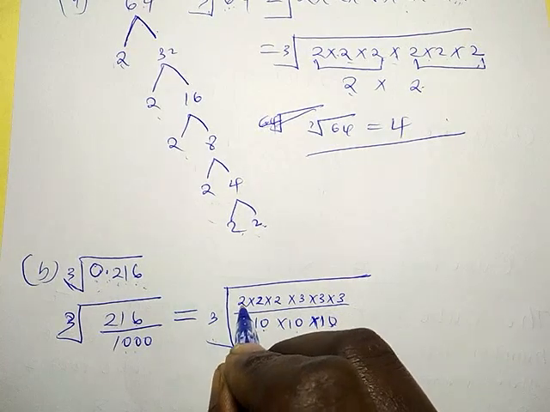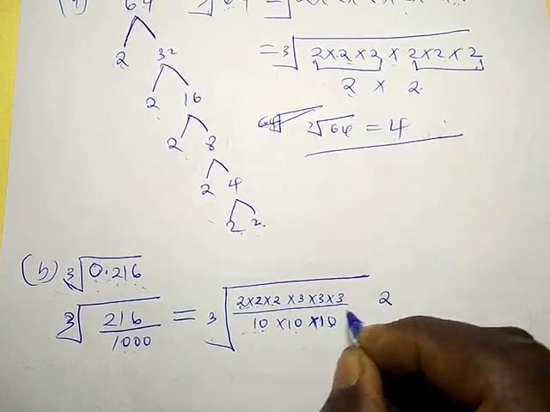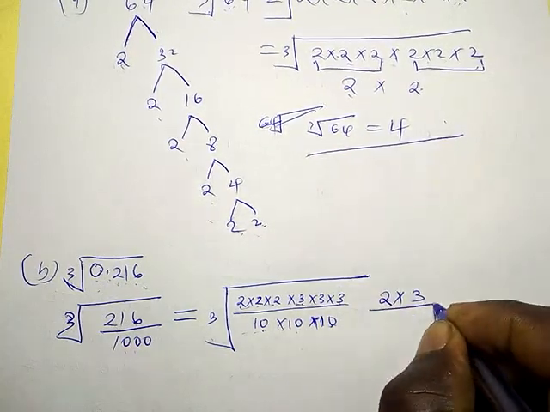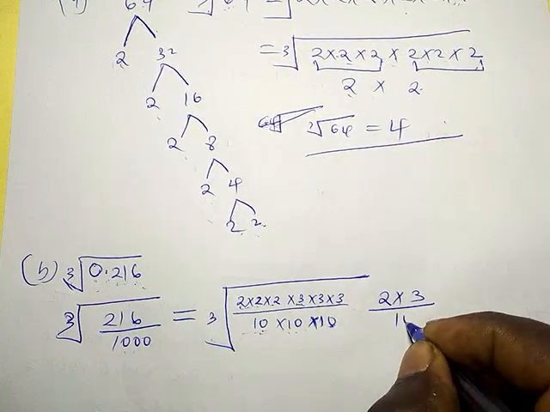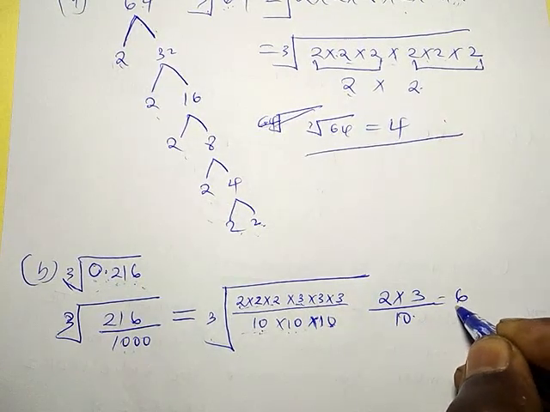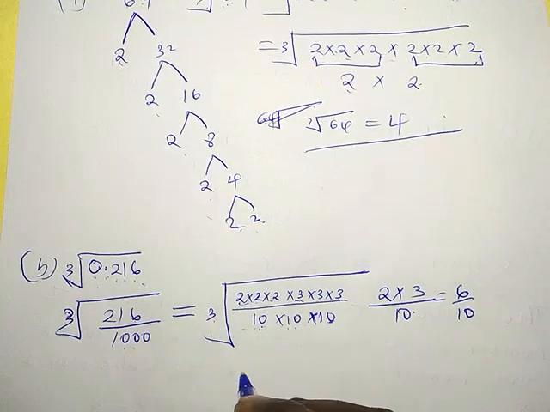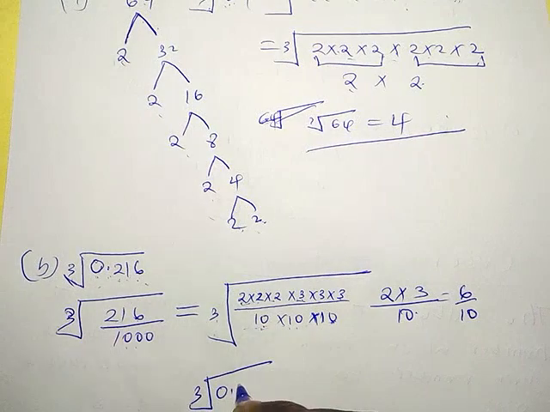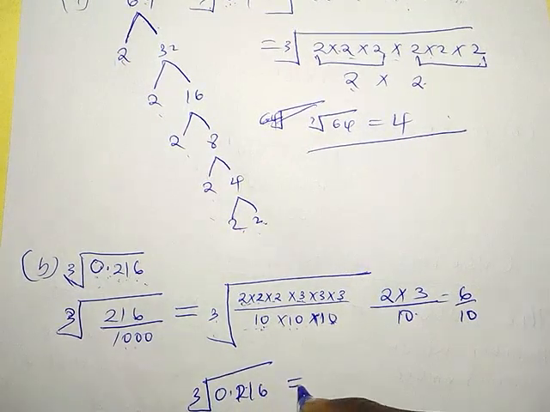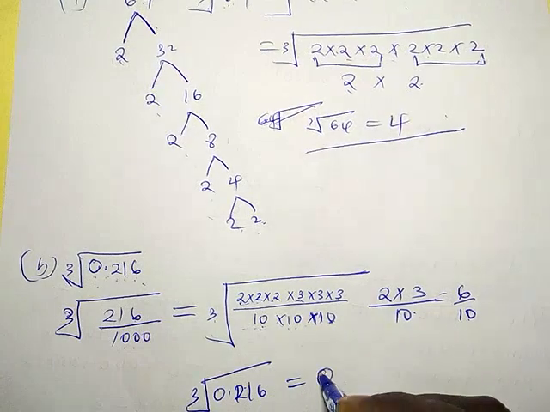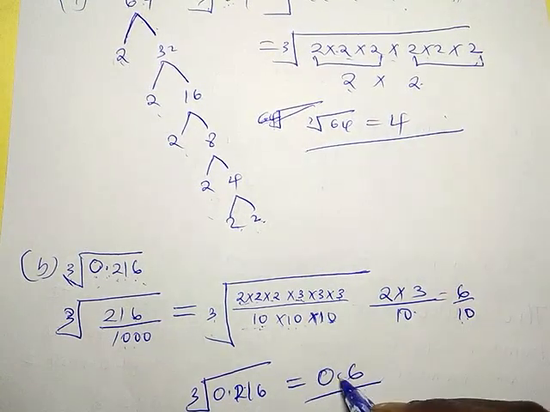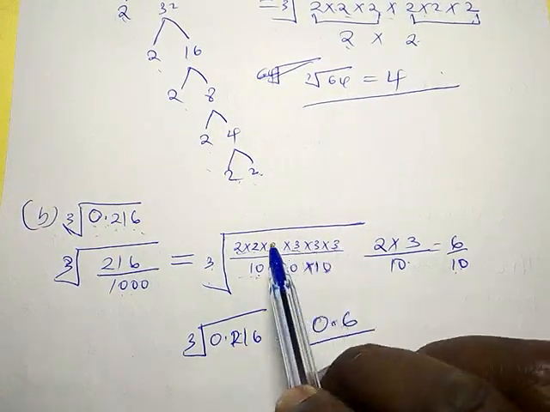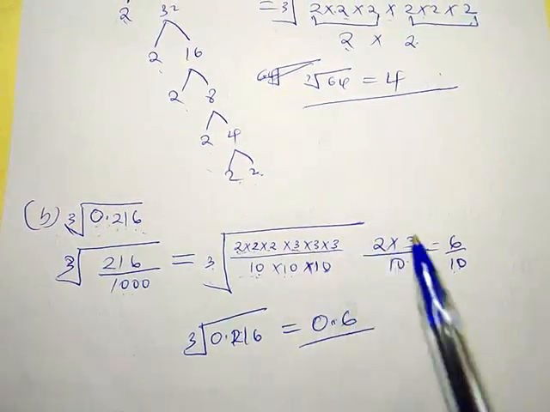So group this one, there are 3 of them, pick one, which is 2. Out of this times 1, 2, 3, pick 1, 3, divided by 1, 2, 3, pick 1, 10. So the answer here is 6 over 10, and that is the cube root of 0.216, which is equal to 0.6. 6 over 10 is the same as 0.6. That's what it means. So you must do this when you are asked to use the factor method.